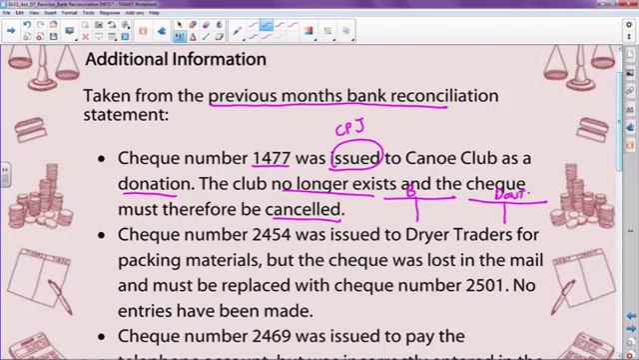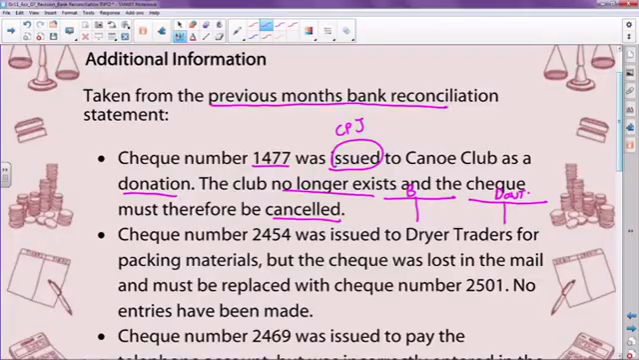But the moment I cancel the check, if I want to cancel something that was in the CPJ, it means I now need to reverse this in the CRJ, Cash Receipts Journal. Okay, you guys with me? So when I issued the check, I made an entry in the CPJ. If I'm going to cancel the check, I'm going to now cancel this in the CRJ. I'm reversing the check that I issued.